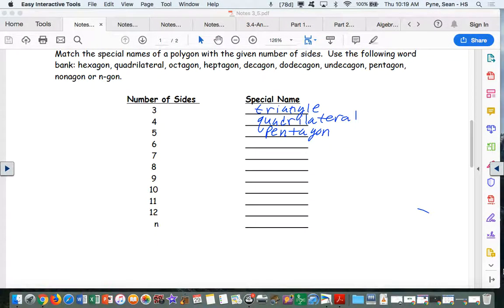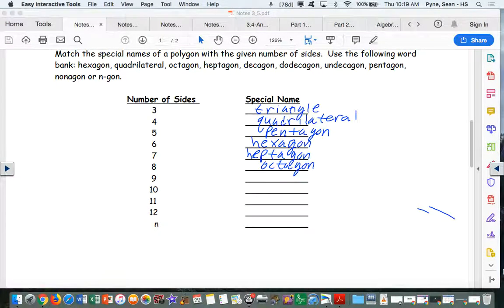Who knows what a six-sided one is? Hexagon. Hex, like six guns. What is seven? This also begins with an H. Heptagon. Eight is octagon. There we go.